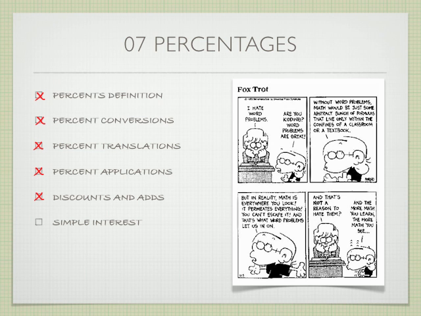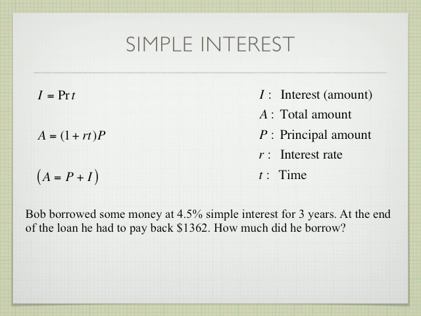All right, lastly, we will do simple interest, which I think you'll actually like a lot because it's not overly complicated. The formulas that we need are I equals PRT, A equals (1 plus RT) in parentheses times P, and as a side note, A is equal to P plus I.